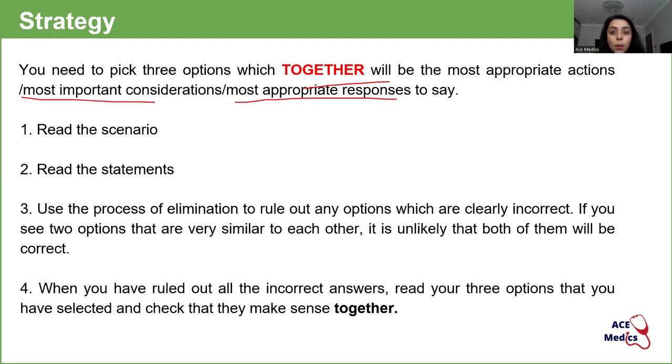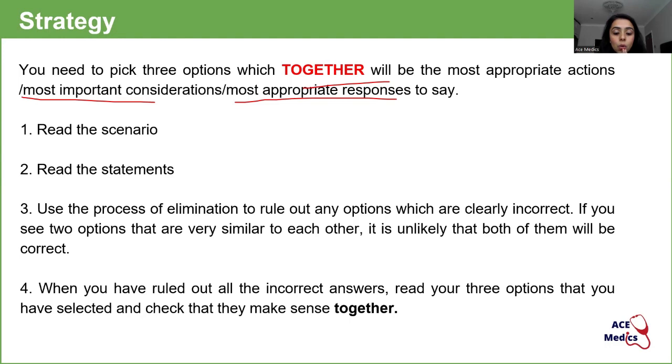The way you go about this scenario is, firstly, you read the scenario. You then read the statement options that you're given on the right. Because there are 8 options, to help with your speed, you use the process of elimination to rule out any options which are either negative or which don't deal with the main issue.